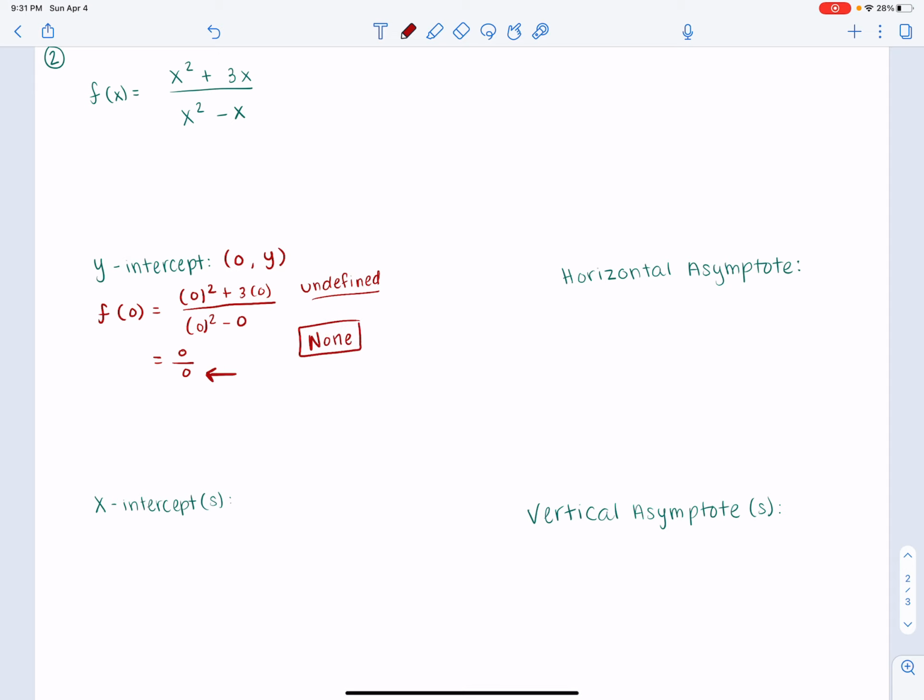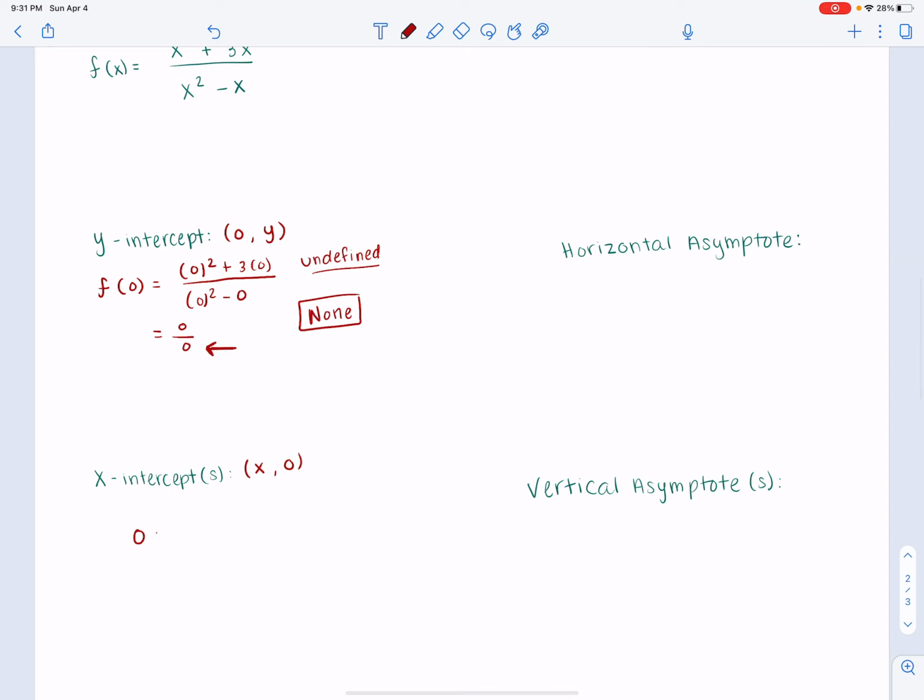So if you graphed this equation, you should never cross the y-axis. Or if it does look like it crosses the y-axis, then you know that the y-intercept is a hole because it's undefined and it doesn't really exist. The x-intercept happens, remember, when you have some number for x and y is 0.